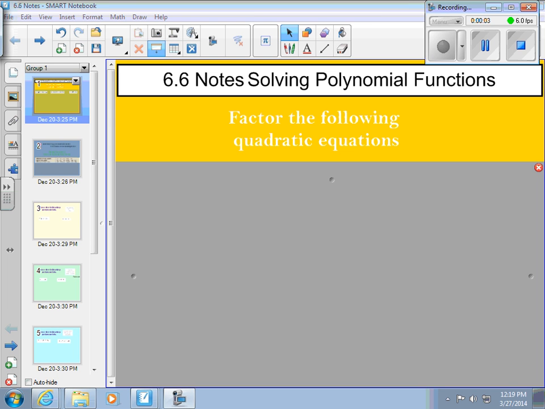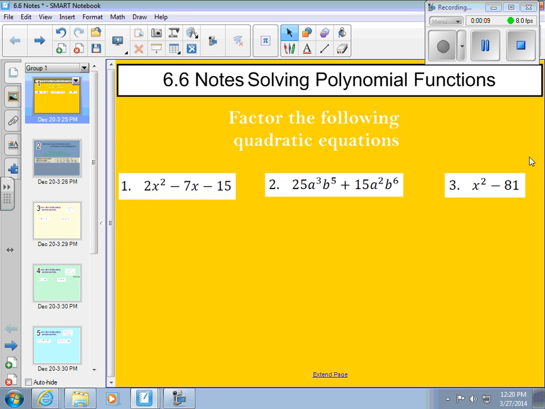Today we're going to look at solving polynomial functions. Before we do that, let's go back and review a little bit some factoring that we've done in the past. What they want us to do on these first ones on your note sheet is do some factoring.